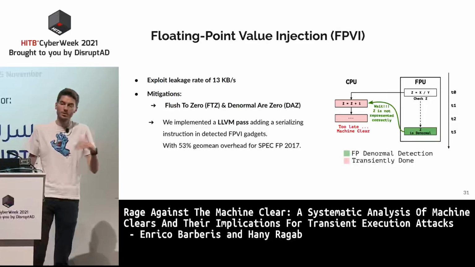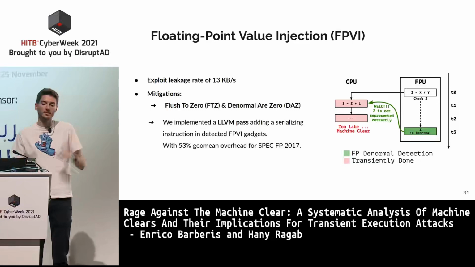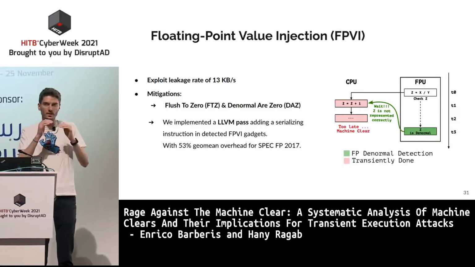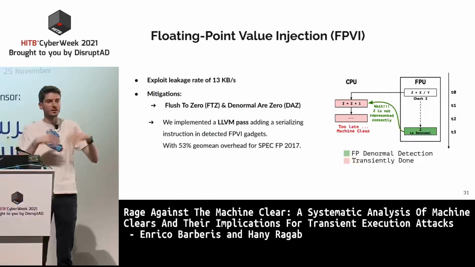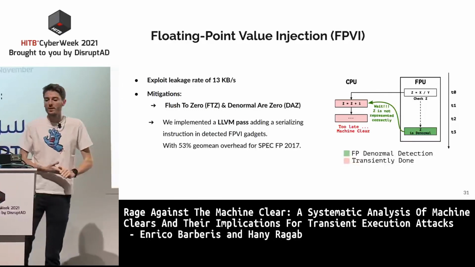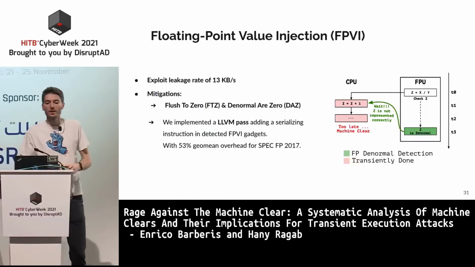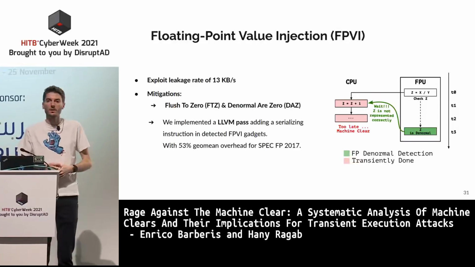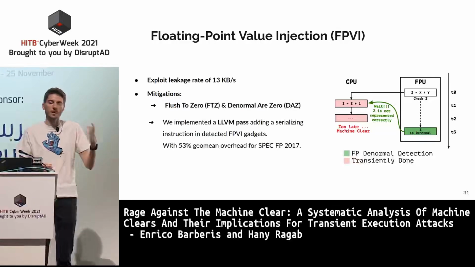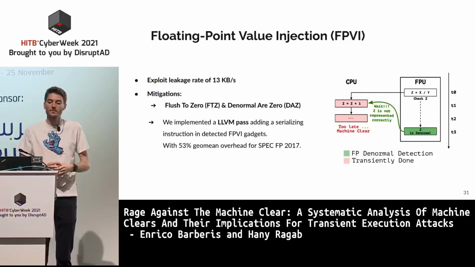So we tried to implement a compiler pass to basically serialize the processor pipeline to avoid this speculative execution. However, the overhead is quite significant. It's at least 53% on a heavily floating point suite.